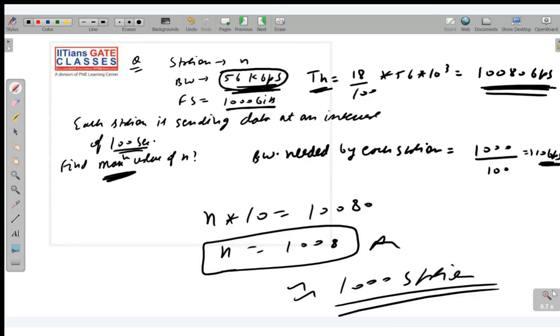Okay, are you getting it? So there are n stations in ALOHA, and bandwidth available is 56 kbps, frame size is 1000 bits, but each station is sending data at an average interval of 100 seconds only. So each station needs only 10 bps bandwidth. Since each station needs only 10 bits per second, how many stations can be connected? Total available is 10080, so the maximum number of stations that can be connected is 1008. I think you have got the point. Please let me know if anybody is facing any difficulty here.